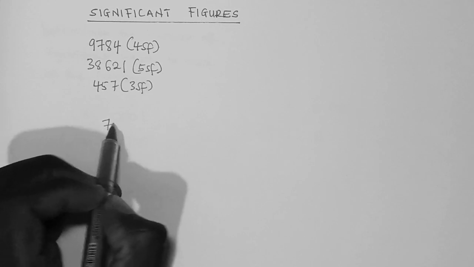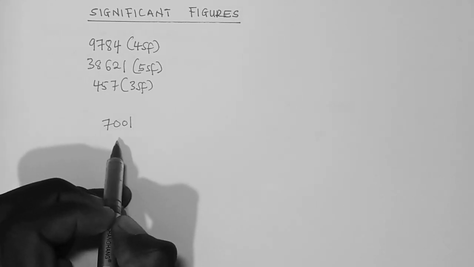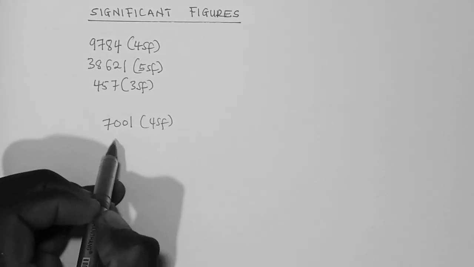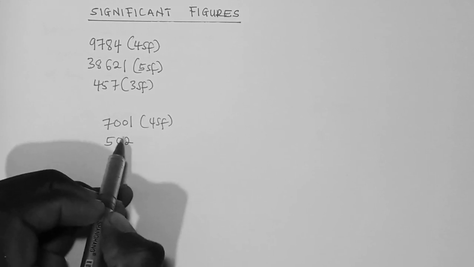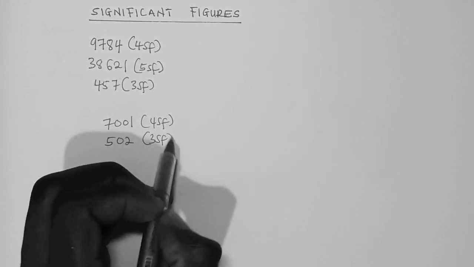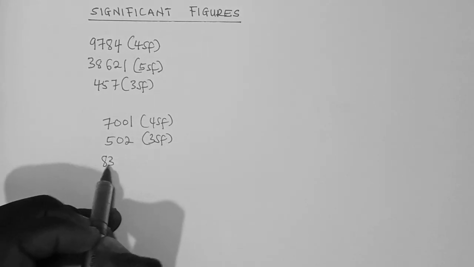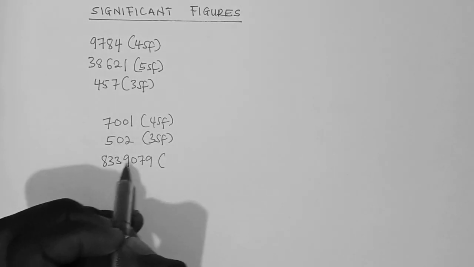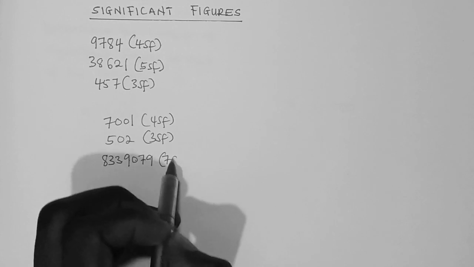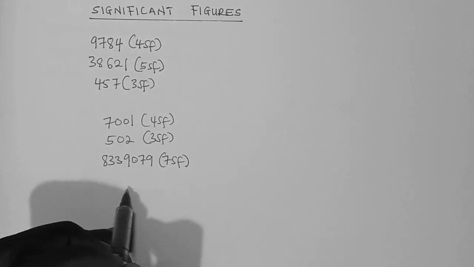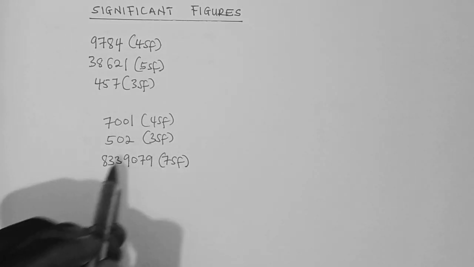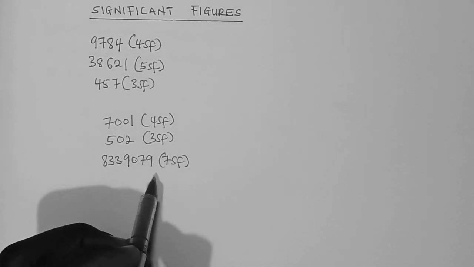Now, how many significant figures are in 7001? There are four significant figures. What about 502? These are three significant figures. What if we were having the number 8339079? So 1, 2, 3, 4, 5, 6, 7. So these are seven significant figures. The reason is because zeros between non-zero numbers are significant. So if you have zeros that have been sandwiched between non-zero numbers, then you count them as part of the significant figures.